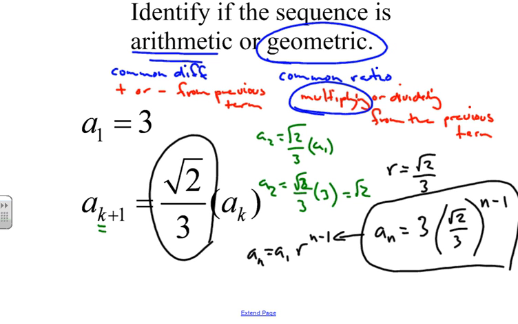So we went through 2 different examples of using recursive definitions and identifying if they're arithmetic or geometric, looking for whether they are adding or subtracting, that's arithmetic, or if they are multiplying or dividing, that's geometric, and it has a common ratio. Hope this helps you out, and there's going to be some additional tutorials on sequences and series coming up.